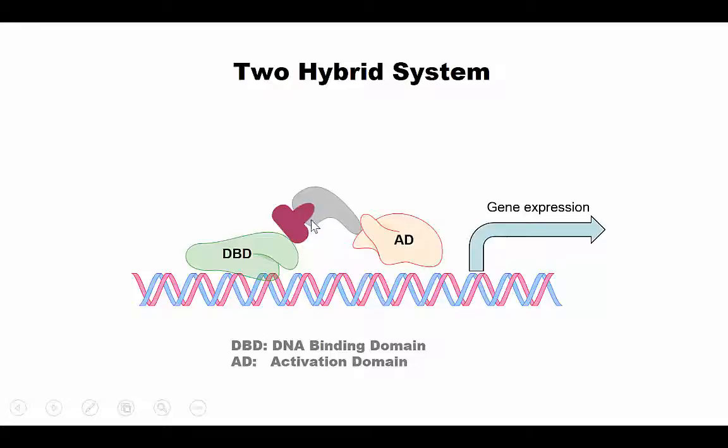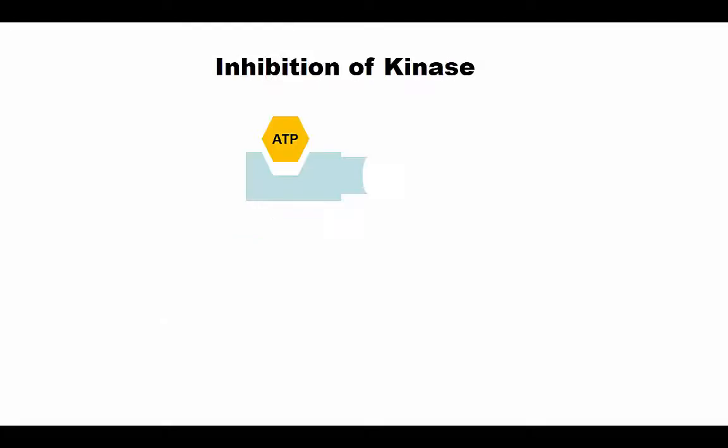Only when they interact together do they have a function. Then this interactome is very important information. Okay, let's say to inhibit the kinase, there are two different kinds of approach.